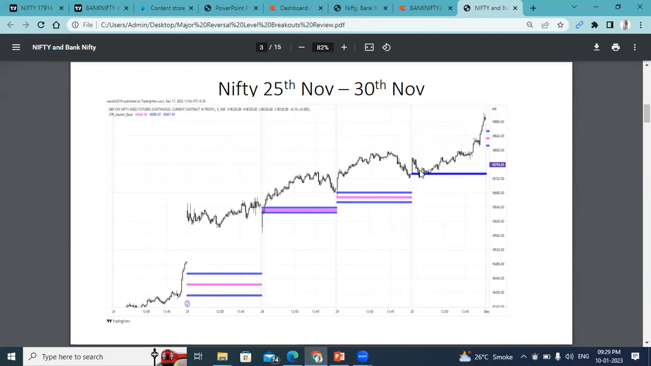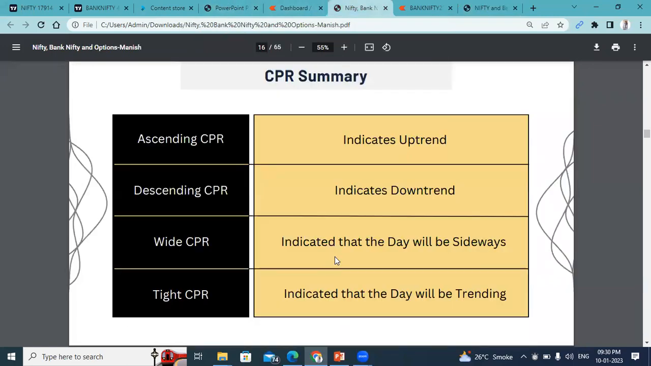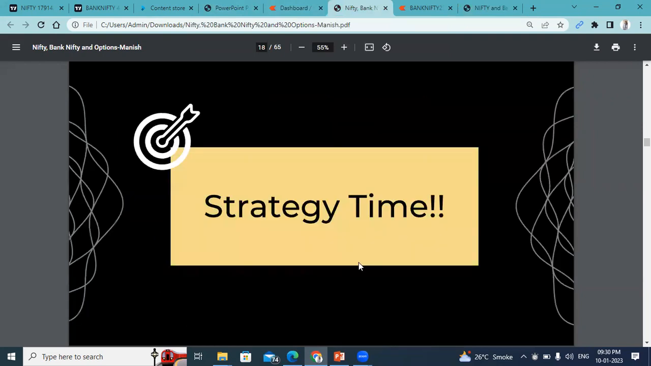CPR worked like support, you can see. Why did it work like support? Because this was ascending CPR. When you compare this CPR with the previous trading session CPR, this was ascending and it worked like support, and we got a trending day also. So I hope this CPR part is very clear. Now we will move to our main setup. How to take a trade, finally strategy time, that we will see.